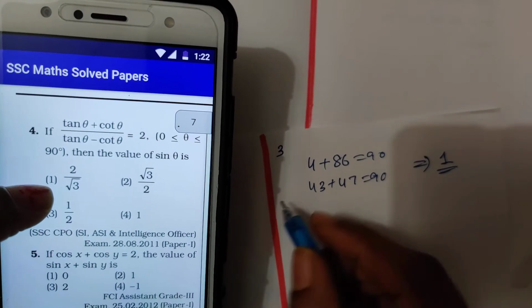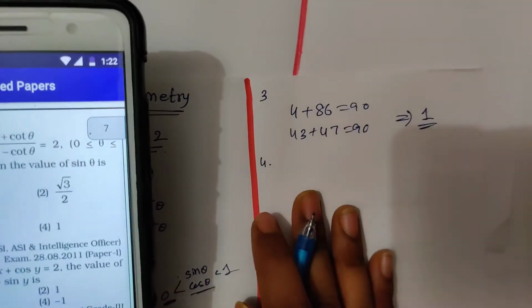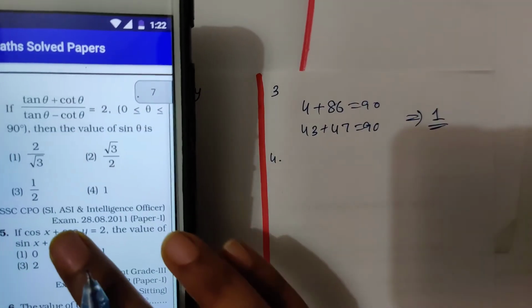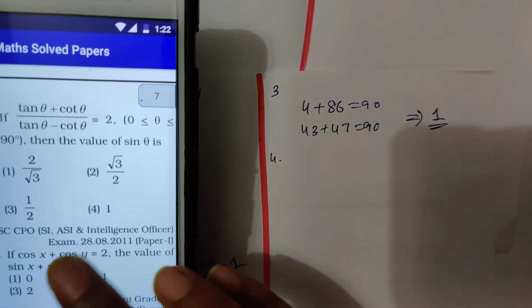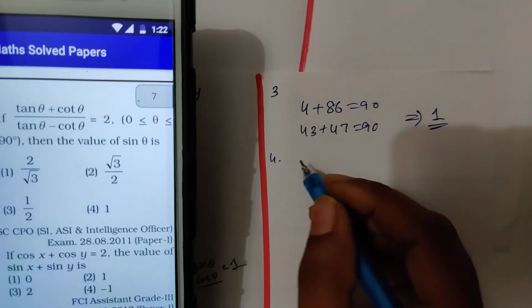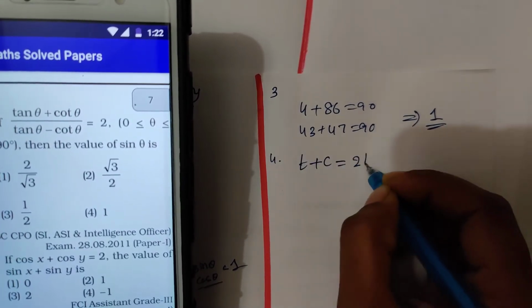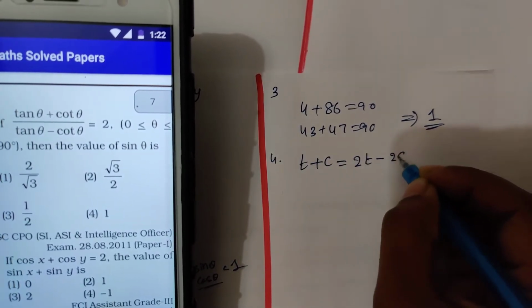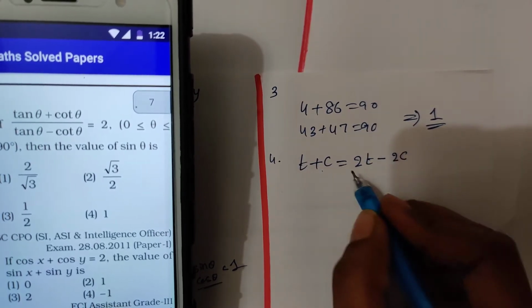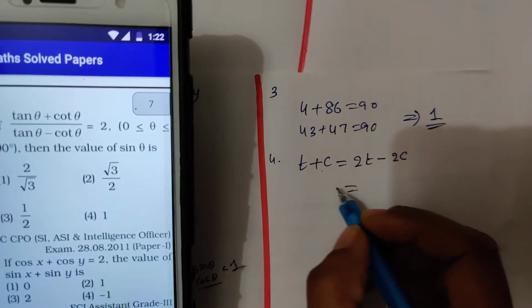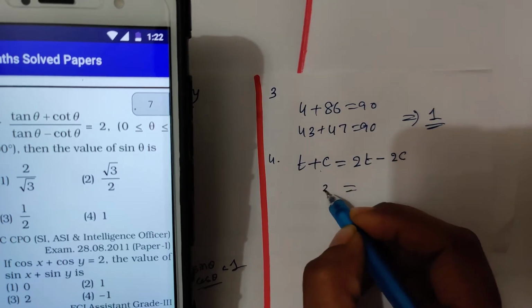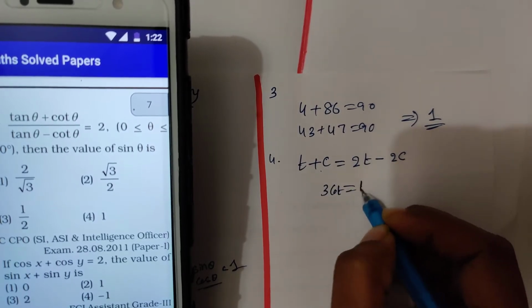Next, fourth question. Fourth question is saying tan theta plus cot theta. So simply cross multiply. Tan plus cot is equals to 2 tan minus 2 cot. So taking this into other side, we'll get this cot is this side. 3 cot is equals to 1 tan.